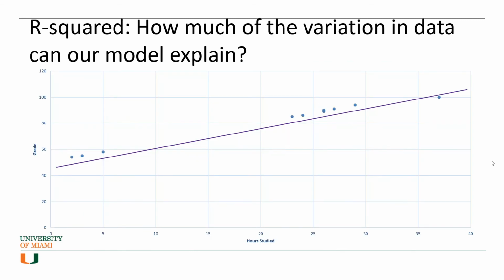Now, let's see how that concept applies in the regression. Well, we can define R squared as the answer to the question that is asking how much of the variation in data can the model explain. Remember, this was the model that we were working with that was explaining the final grade of the students based on the number of hours that they had studied. And here we're talking about how much of the variation in data the model can explain. Well, let's see what variation basically means.